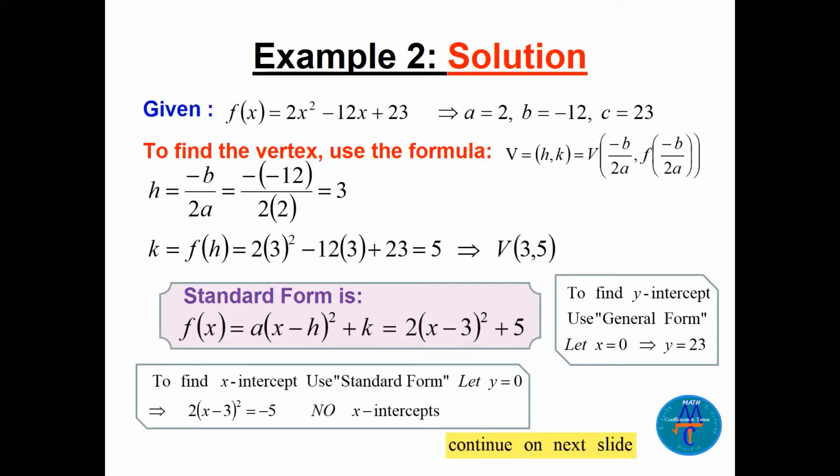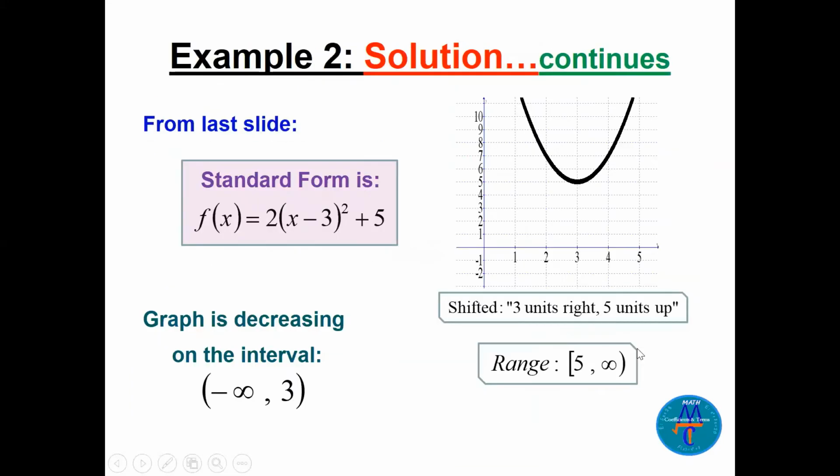No x-intercept. Oh, let's find the x-intercept. Put y equal 0 in the standard form. We get something squared is equal to minus 5. Complex solution, so no x-intercept. The y-intercept will be 23. See, the graph will be opening up, positive, 3 units to the right, 5 units up. The range will be closed from 5 to infinity, and the graph is decreasing from minus infinity until 3. That's decreasing.